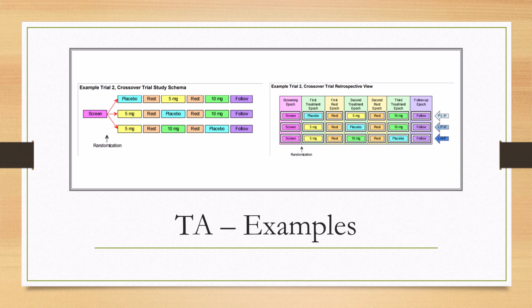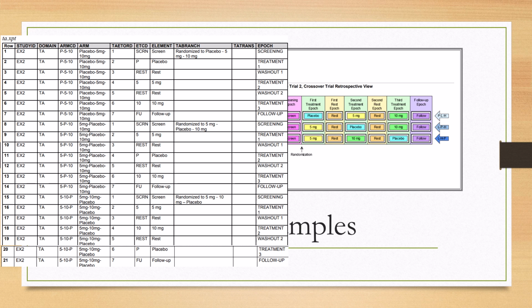So now let's see how the trial arm dataset will look for this crossover study. Here you can see we have 21 records. Why so many records? Let's see. The first 7 records are for the first arm, the next 7 are for the second, and the next 7 are for the third. Let's see what is happening for each and every record.